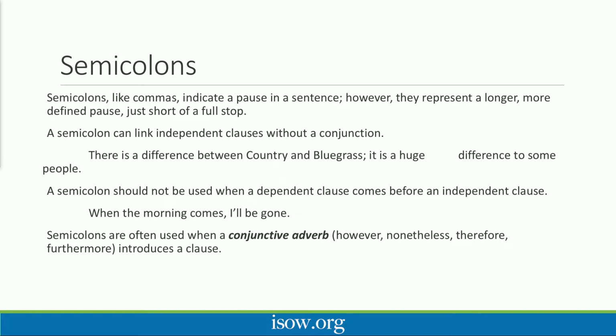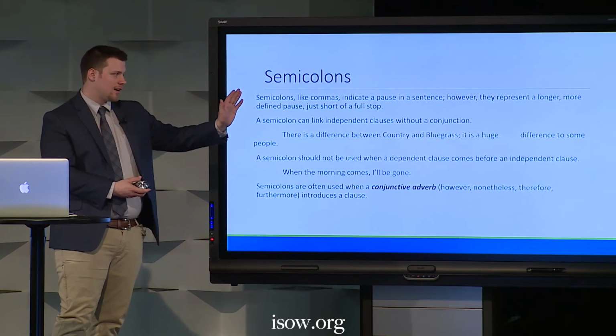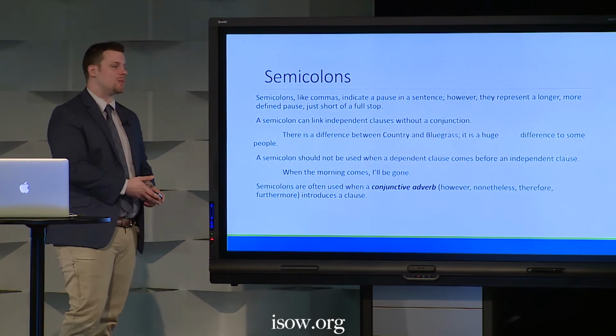So they can link independent clauses without a conjunction. So kind of like the sentence I just showed you, you could say, there is a difference between country and bluegrass; it is a huge difference to some people. So you see how that second part of that sentence really kind of depends on the first to make sense. So here you don't necessarily have to use a conjunction. There's a lot of different options with this, but semicolons is one option. So there is a difference between country and bluegrass, and it is a huge difference to some people.